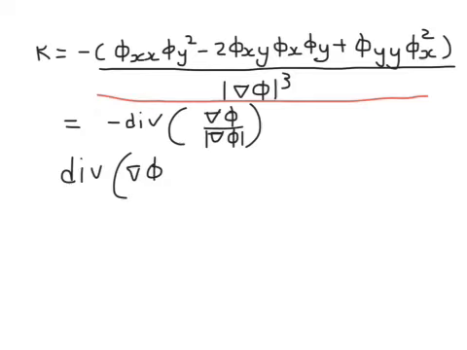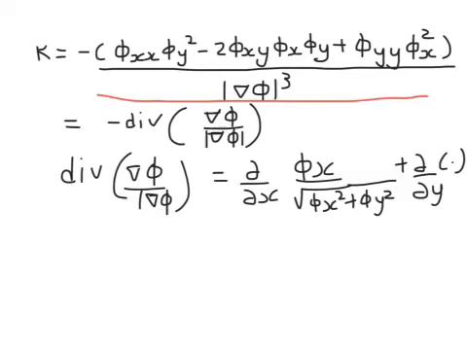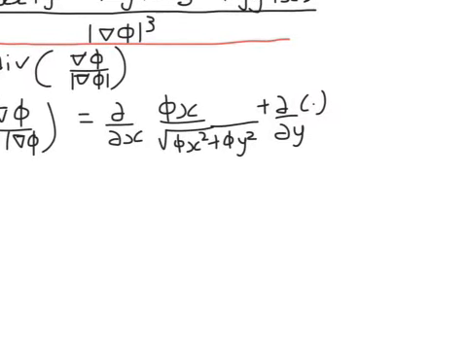The divergence of delta phi upon the magnitude of delta phi is given by something like partial with respect to x of phi x divided by the square root of phi x square plus phi y square, which is the magnitude. And there is a similar term with partial with respect to y. It will have phi y instead of phi x. Everything else is the same, so I'm not going to write that. We'll solve this term and then form that term by interchanging x's and y's. So this is what we want to solve for.